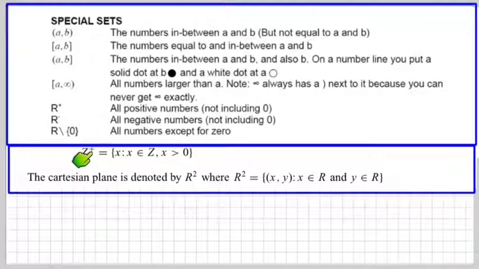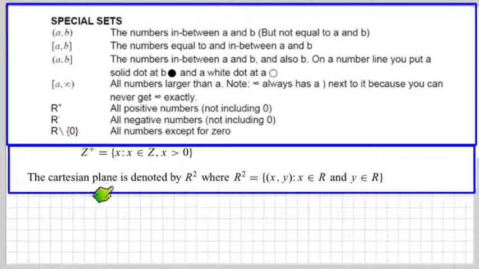This is Z plus, which means, I'll read it out to you as we go. The curly bracket means the set of numbers. This is the set of numbers X. The little colon means such that. So we've got the set of numbers X such that X is an element of Z, which is the integer set, and X is greater than 0. That's the positive integers. Got it?